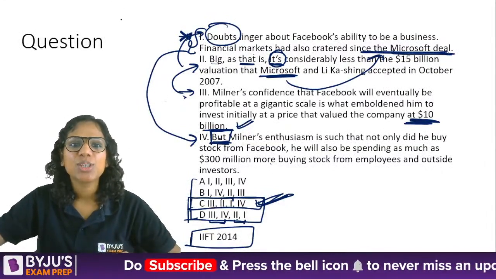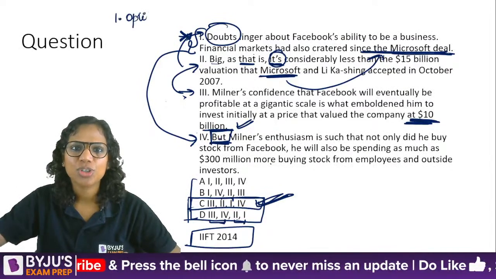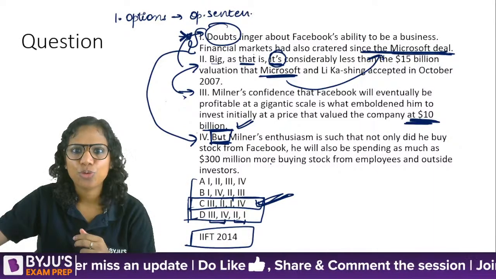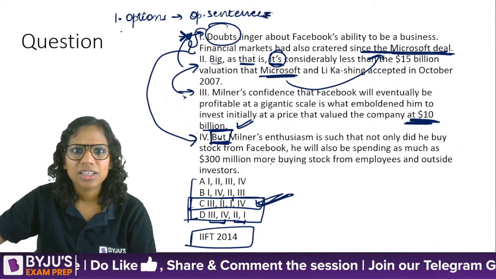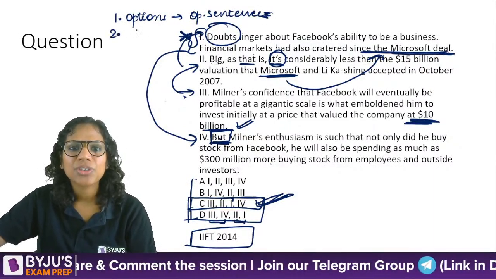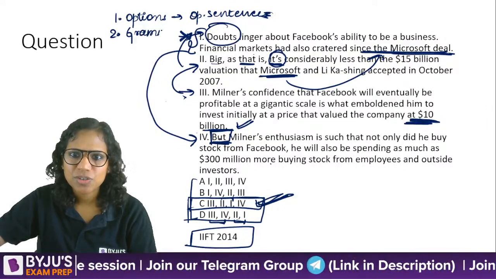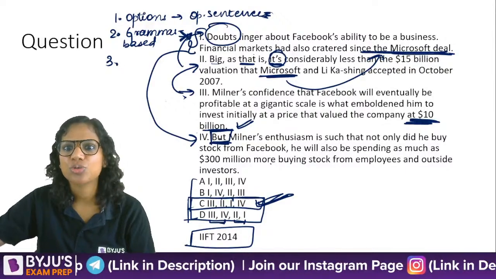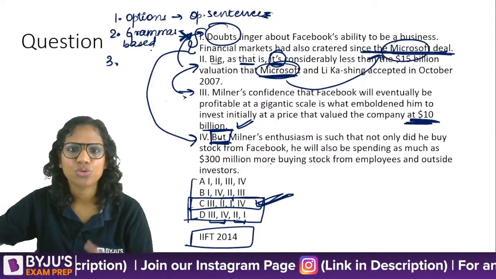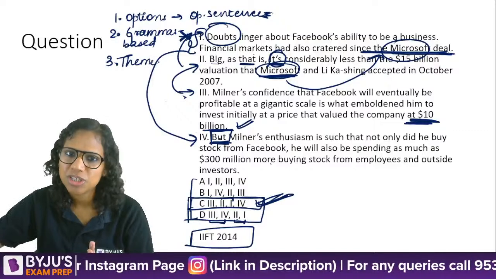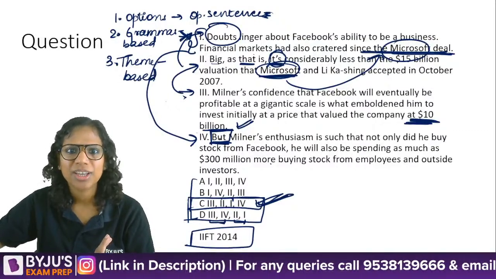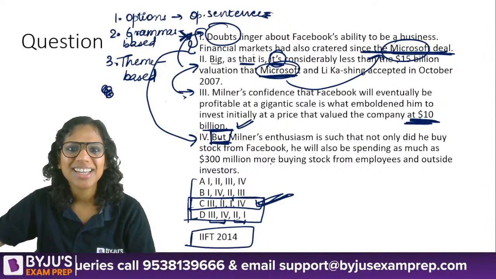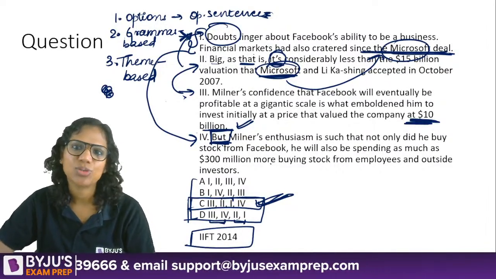We solved this using a combination of options. So the options helped me narrow down my opening sentence, right? From 4 sentences to 2. Then next what I did was I took the help of grammar based clues. I took the help of language based clues also. See, Microsoft. So you could call it a theme based or a language based clue, whichever way you want to put it. And again a grammar based clue here. So I'm not going to rewrite this. Again a grammar based clue, but Milner's enthusiasm.